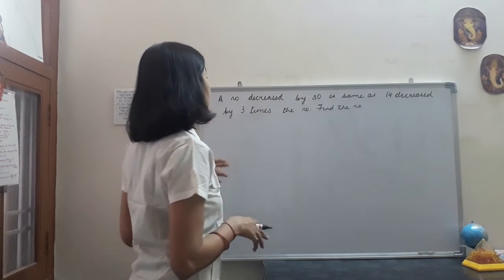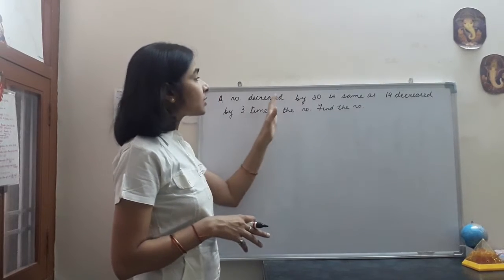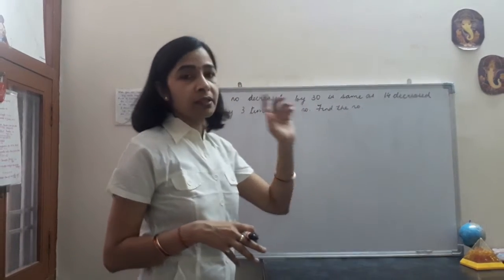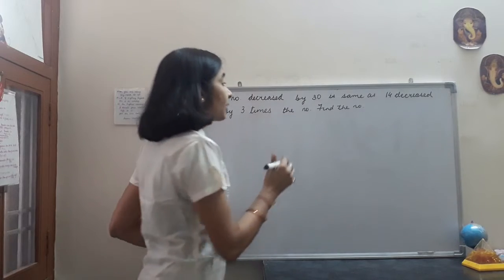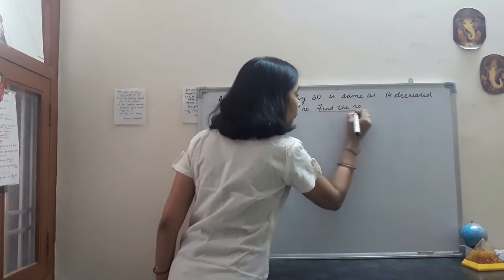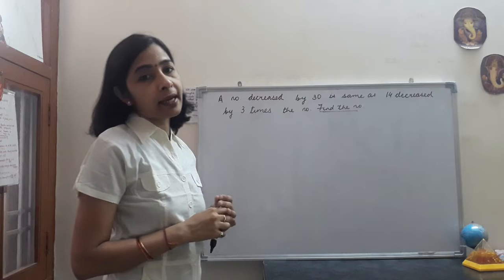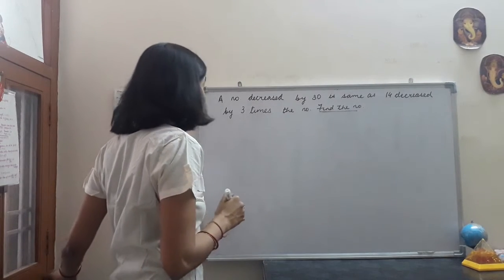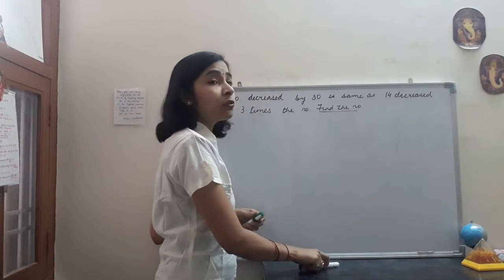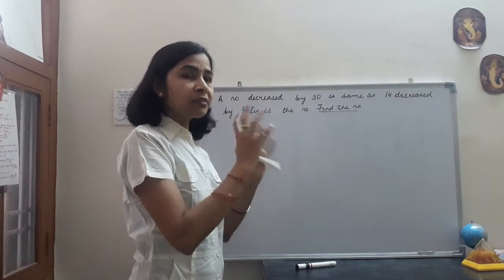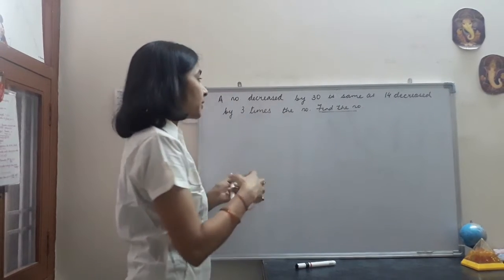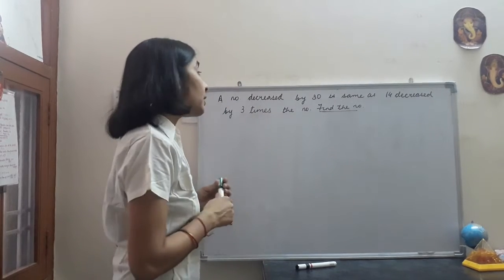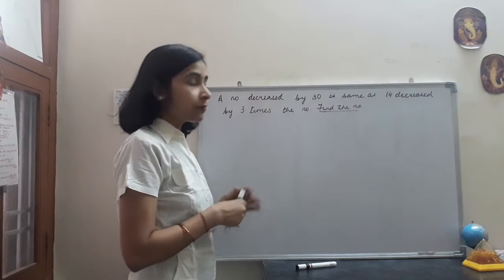Now first question here. A number decreased by 30 is same as 14 decreased by 3 times the number. The first thing, keep it in mind that whatever we are supposed to find, that we should take as x. Always take that as x, and for the rest, according to the information given to us, just form the equation. How much one number is greater than the other number, how much it is less than the other number, according to that we form the equation.